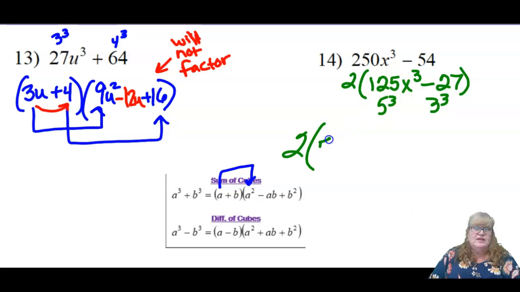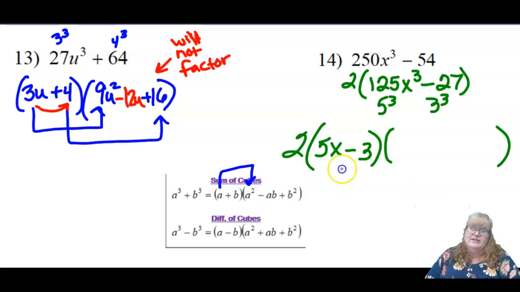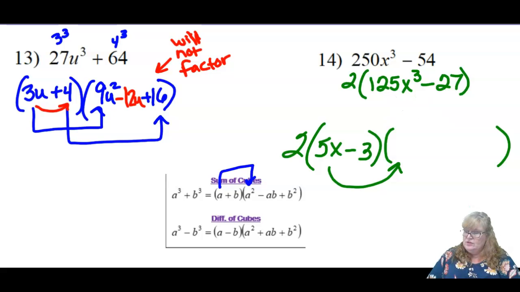Take the cube root of this, and I get a 5 and an x. I take the cube root of 27, which is 3. I keep the sign, which is minus. And the second parenthesis is the one that kills people. All right, troubles students, I should say. You take this one and you square it because I need to make it 125 when I multiply it back together, okay? So 5x times 5x is 25x squared, and 5 times 25 would get that 125.